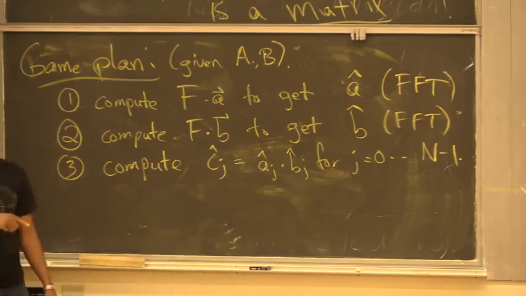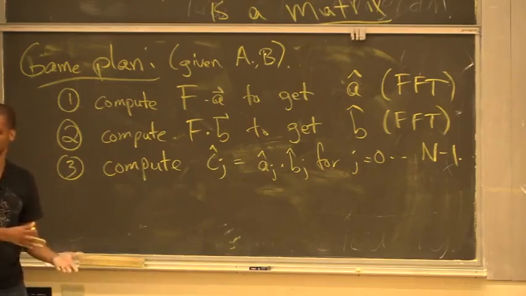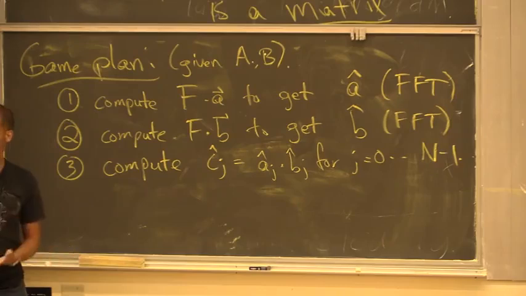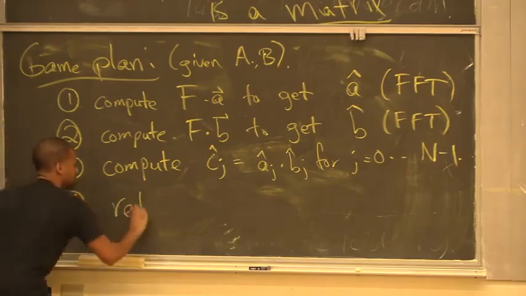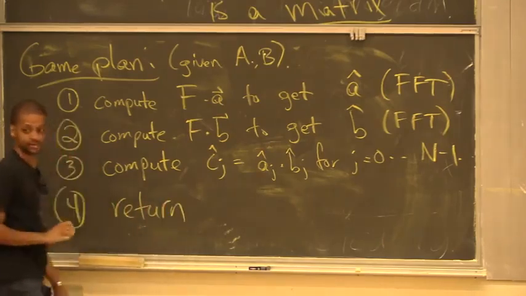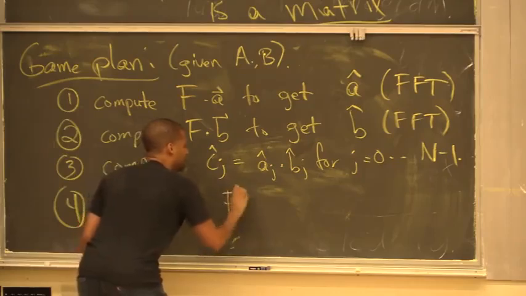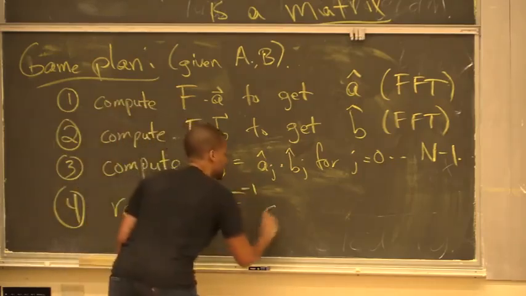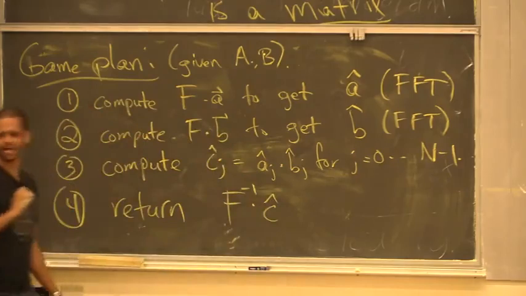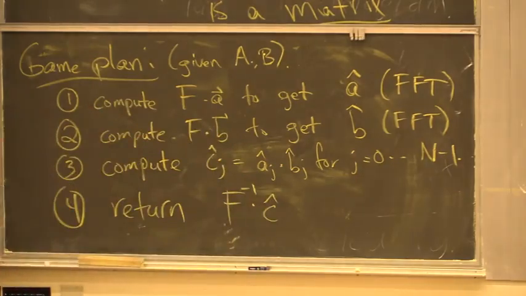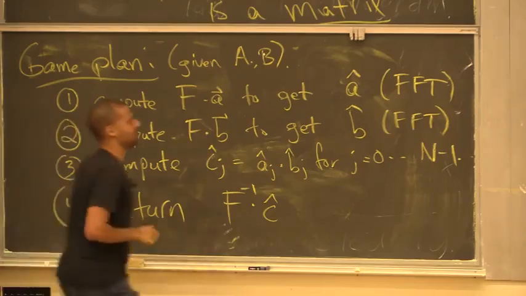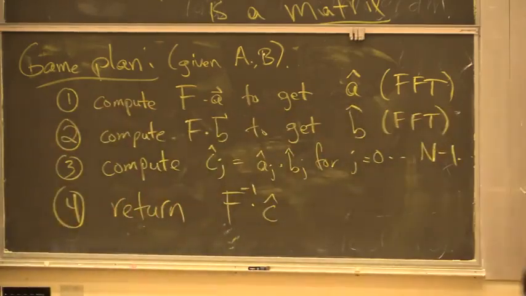What did I have to do to go from the evaluations back to the original coefficients? Multiply by the inverse. So I'm going to return F inverse applied to C hat. How do I compute F inverse applied to C hat? Okay, so now we need to understand that. What is F inverse?